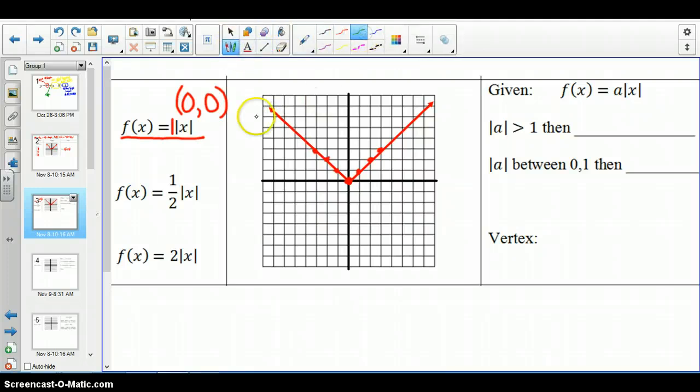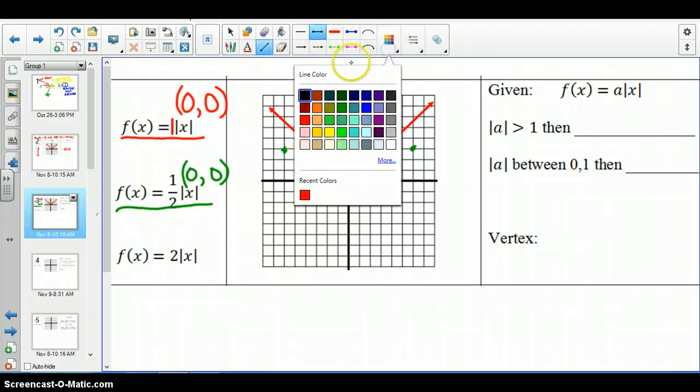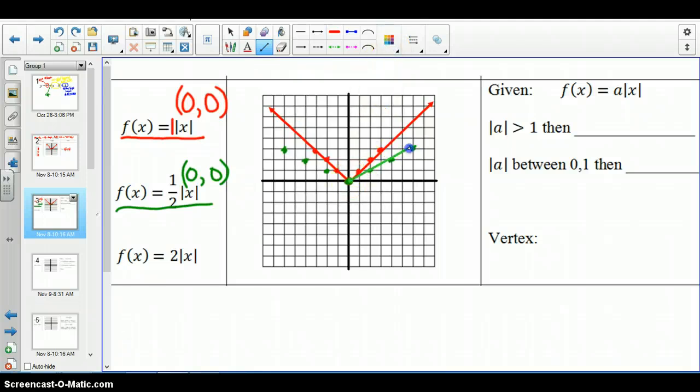Now this next one, 1/2 absolute value of x. There's nothing inside of it, so our x of our vertex is 0. There's nothing behind it, so the y of our vertex is 0. So I'm going to plot that point. It's positive out in front, so it opens up, and our slope is 1/2, so we're going to go up 1 over 2. Up 1 over 2. Then I'm going to go up 1 to the left 2. Now I'm going to draw a line through those points.